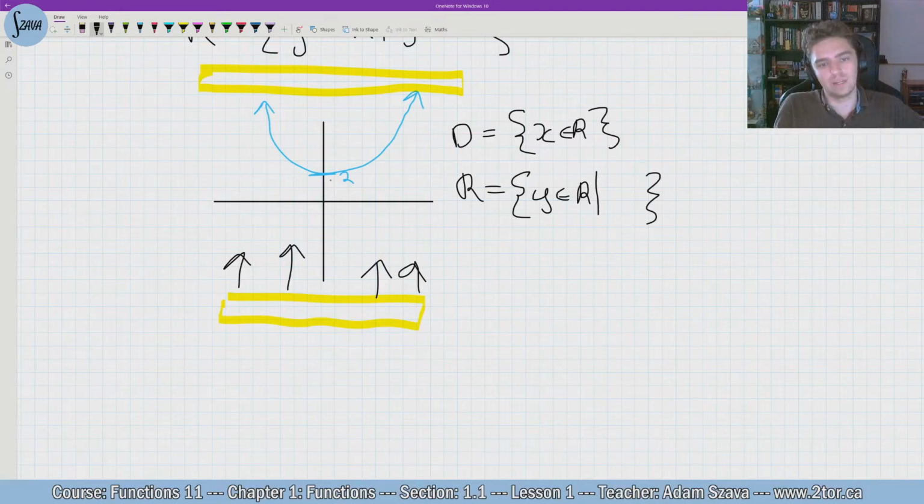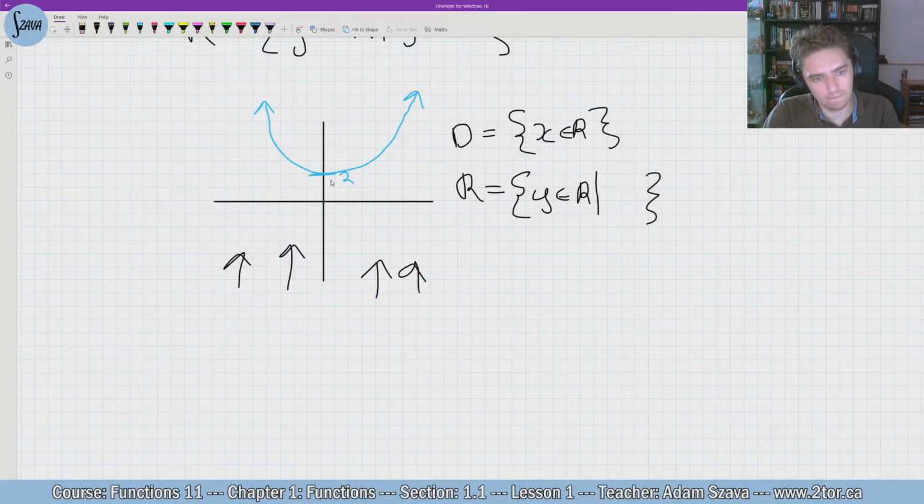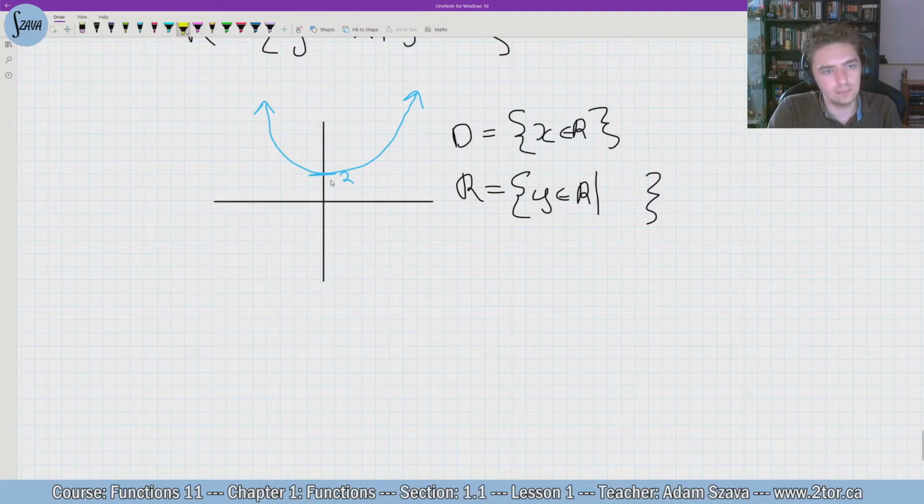Now, what about the range? Range is where things get a little trickier. For the range, we take our fluorescent lights and put them on the left and the right. Infinitely long fluorescent lights.